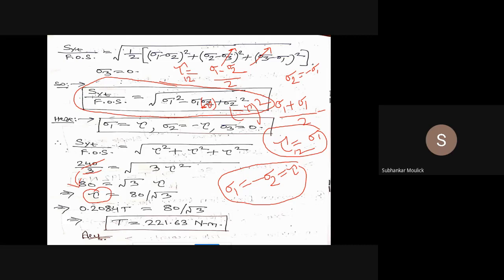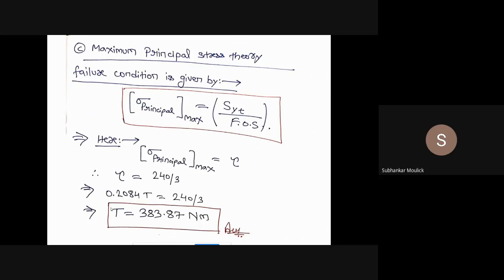Any doubts? No, sir. Okay, and the last part of the problem is we need to determine the torque by maximum principal stress theory. Now, what is maximum principal stress theory? According to this theory, any material or any component will fail when maximum principal stress in that component is either equal to SYT for ductile material, or equal to SUT for brittle material.